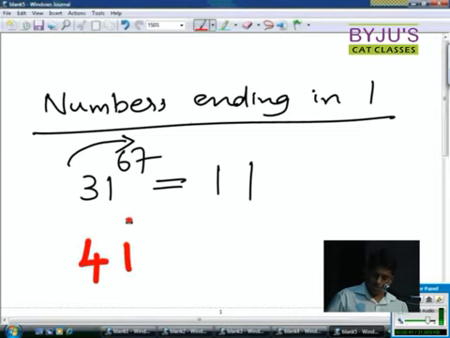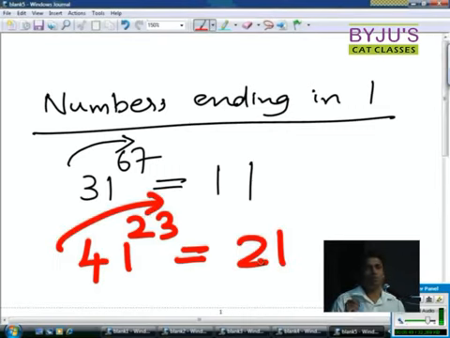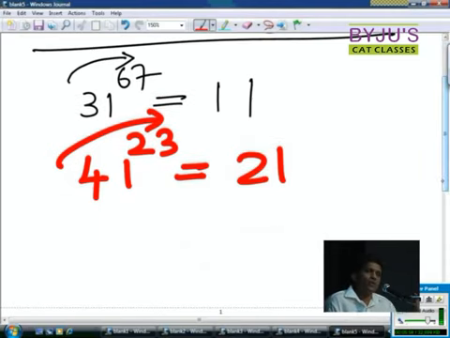41 raised to 23, if you are finding out: last digit will be 1. Second last will be 4 into 3, 2. This is almost self-explanatory. Even if I write it down, you'll understand.